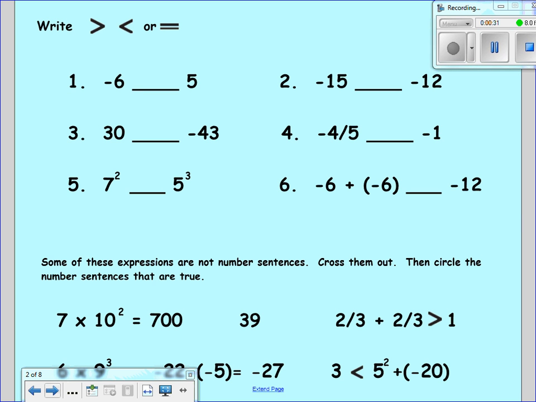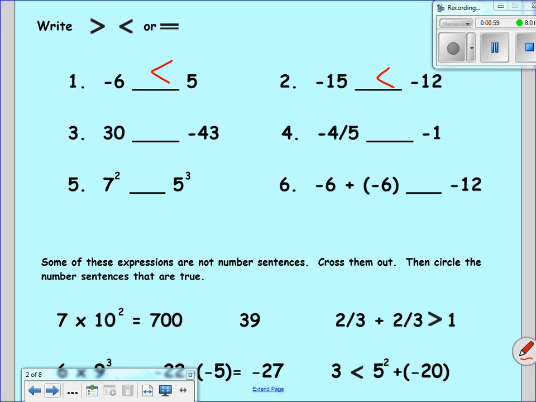Let's take a look at this first set, going with greater than, less than, or equal to. Number 1, -6, is it greater than or less than 5? 5 is greater. Take a look at number 2. We have -15 and -12. Think about a number line. Think about money. -15 means you owe 15 more dollars, which means it is less than -12. -12 is bigger.